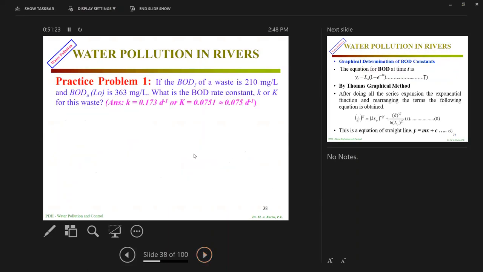Okay, so here is the problem. If you would like to solve this problem, how can we do it? If the BOD5 of the waste is 210 milligrams per liter and BOD ultimate is 363, what is the BOD rate constant, small k or capital K? The answer I gave you here, but the only issue is how we can solve it, right? We'll see whether we can solve it.